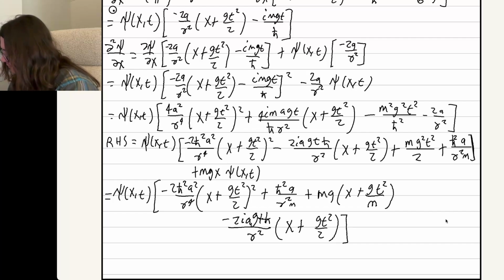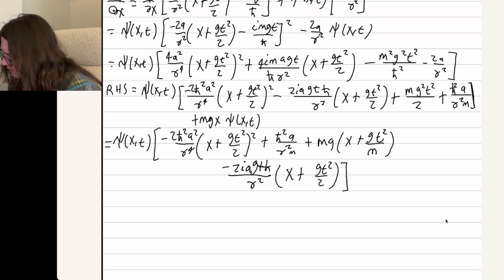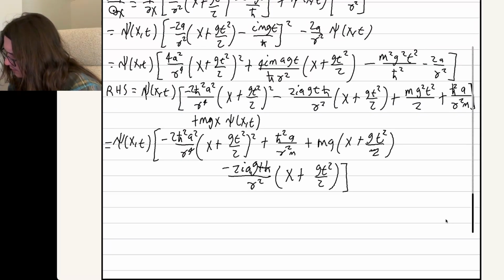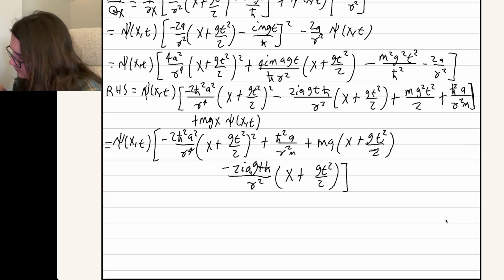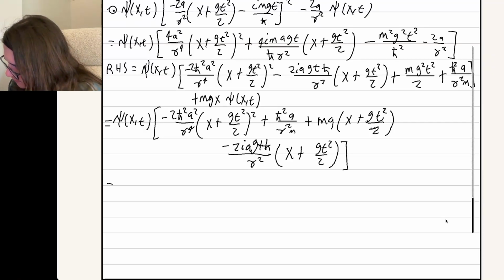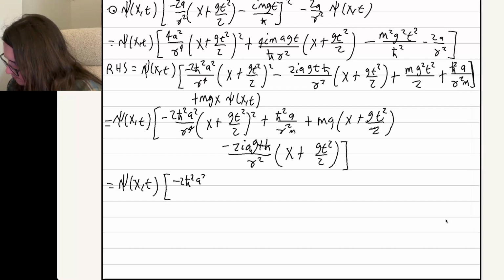But we can, because they are both multiplied by x plus gt squared over 2. That should really be a 2 there, not an m. Just a slip of the pen. And so, yeah, we're pretty much done simplifying. And it looks very, very similar to what we got for the left-hand side of the Schrodinger equation.